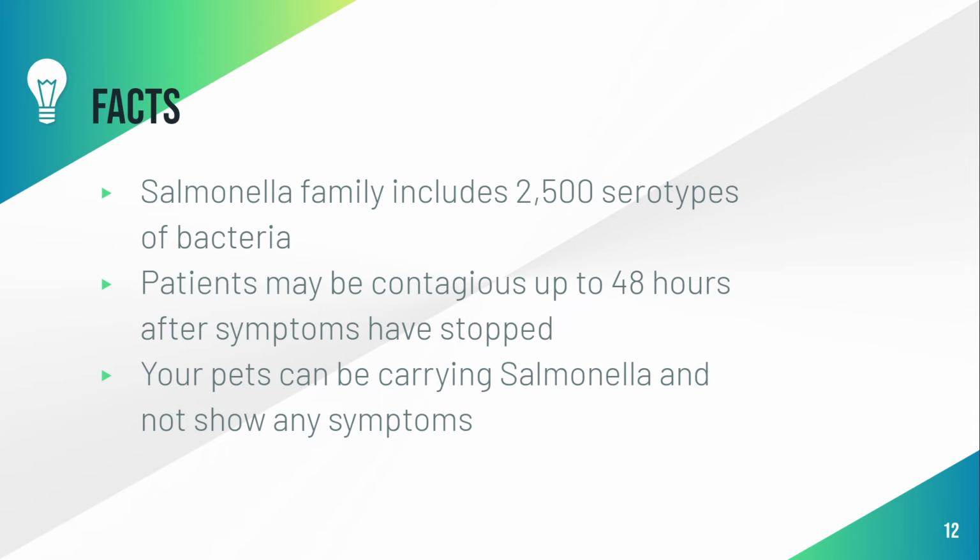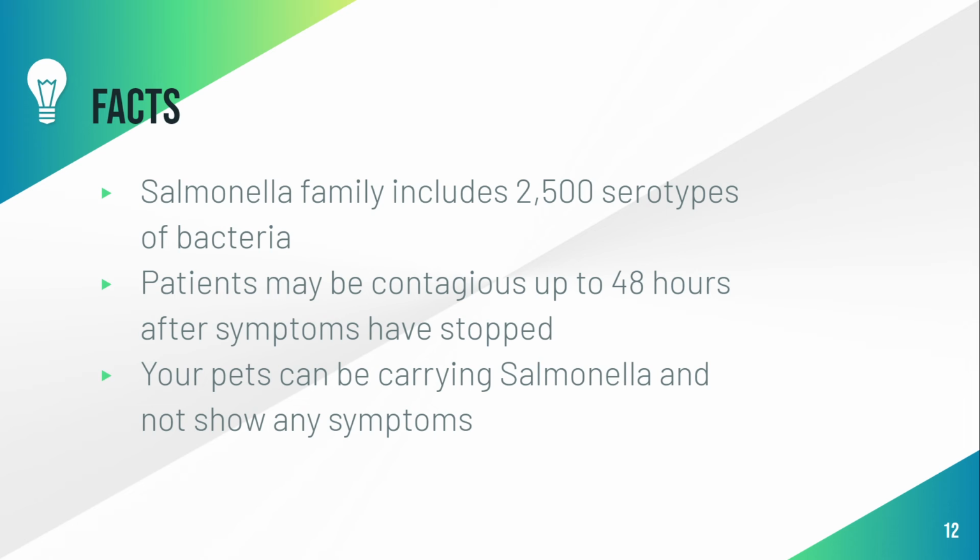So here's some facts about salmonella. The salmonella family includes about 2,500 serotypes of bacteria, the most common being Salmonella typhimurium and Salmonella enteritis, and they account for half of all human infections. Patients may be contagious up to 48 hours after symptoms have stopped, and this is why it's recommended to not go to work or school or anything like that for a few days after symptoms have stopped showing, in order to reduce the spread of salmonella.